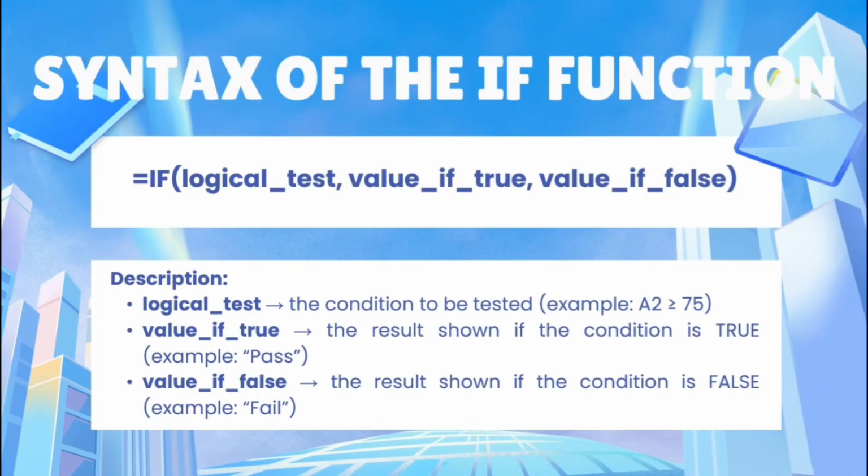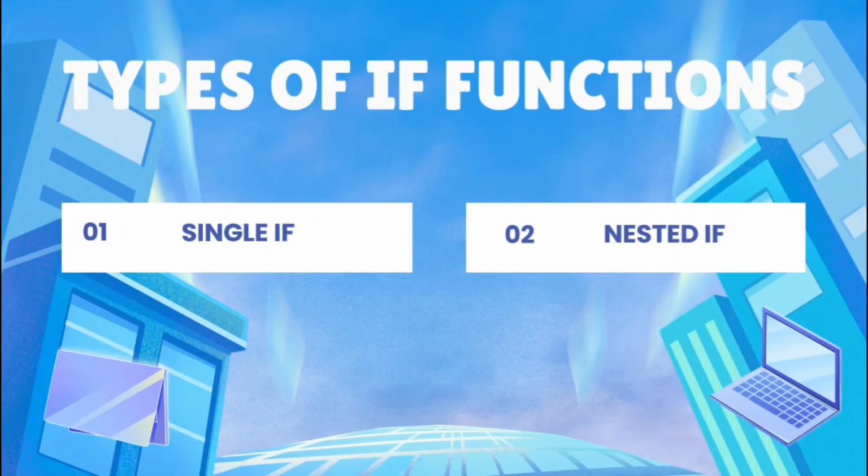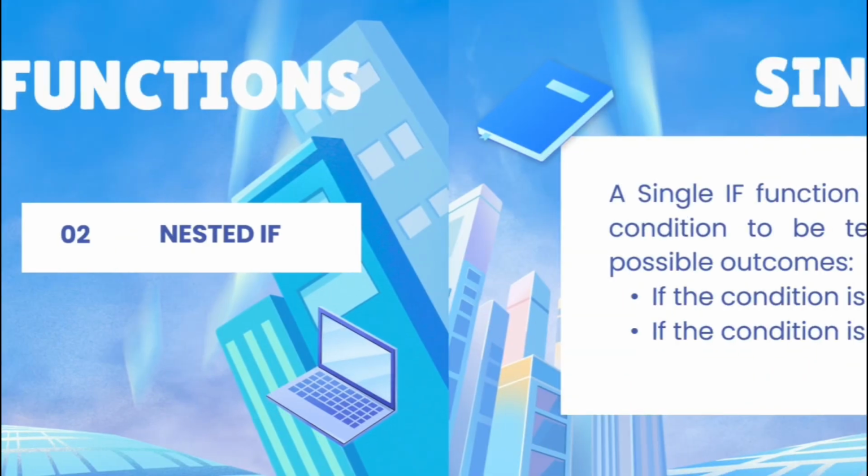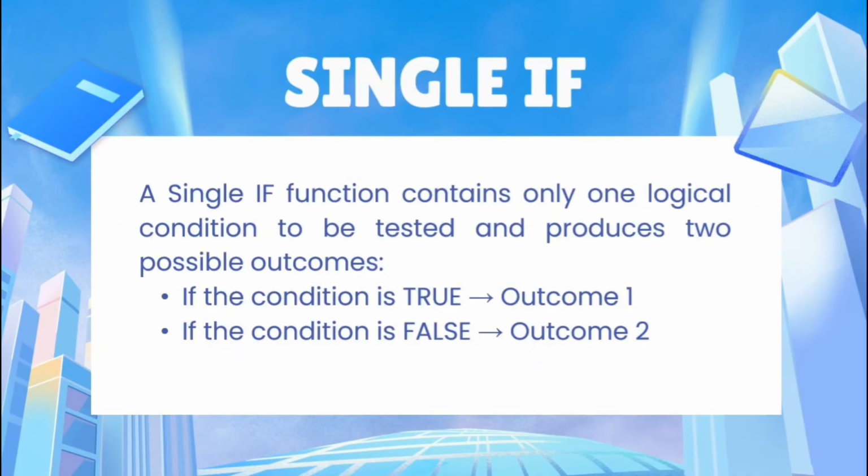Okay, next, types of if function. 1. Single if. 2. Nested if. Next, 1. Definition of single if. A single if function contains only one logical condition to be tested and produces two possible outcomes. If the condition is true, it is outcome 1, and if the condition is false, it is outcome 2.